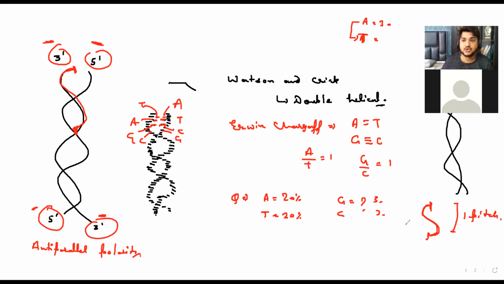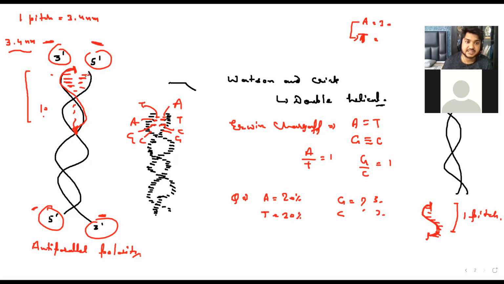In one pitch, you have to remember there are a total of 10 base pairs. Like 1, 2, 3, 4, 5, 6, 7, 8, so it is going to 10 base pairs. In one pitch, how many base pairs are there? Total 10. If I talk about the distance of a complete one pitch, it is equal to 3.4 nanometer. One pitch has a distance of 3.4 nanometer.